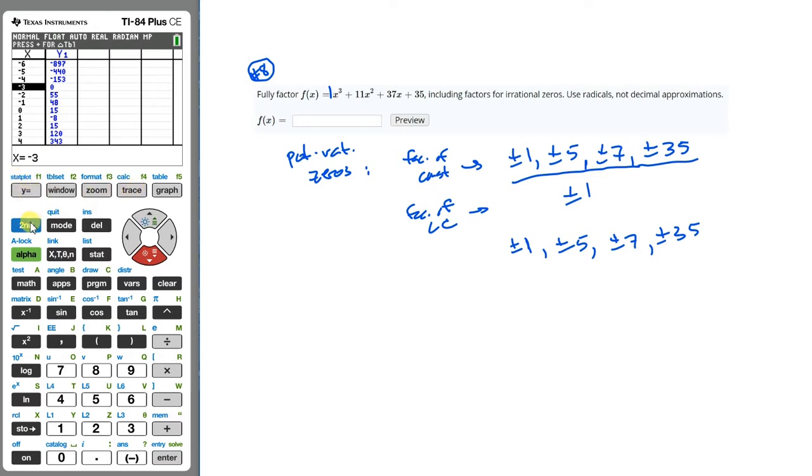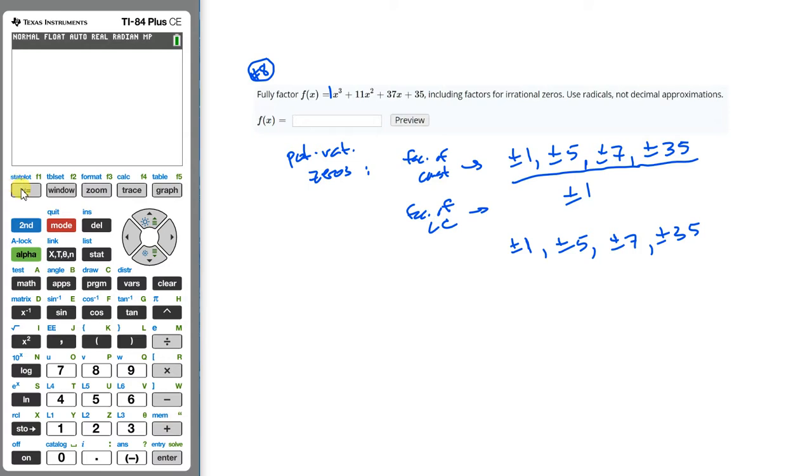So I'm just going to go to quit, go to y equals, clear it out, and put in the new polynomial. So I have x cubed plus 11x squared plus 37x and plus 35. Okay, there's my polynomial. Now let's make a table.